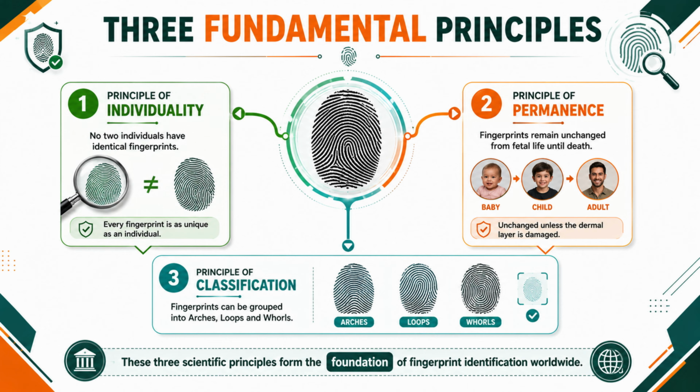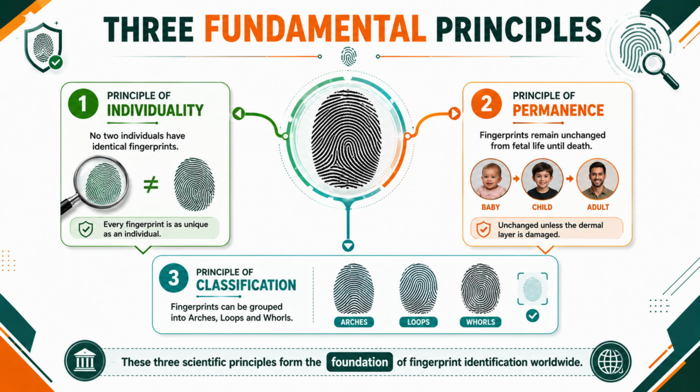Although many books discuss several characteristics of fingerprints, forensic science traditionally recognizes three fundamental principles. The principle of individuality: no two individuals have identical fingerprints. The principle of permanence: fingerprints remain unchanged throughout life. The principle of classification: fingerprints can be grouped into systematic patterns such as arches, loops, and whorls.